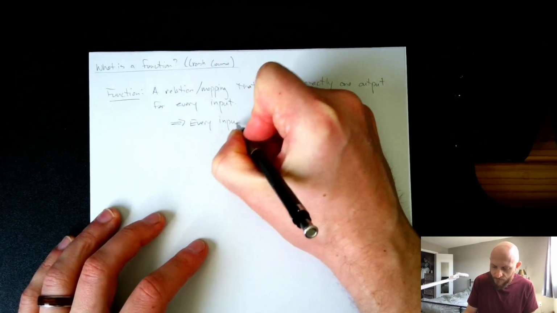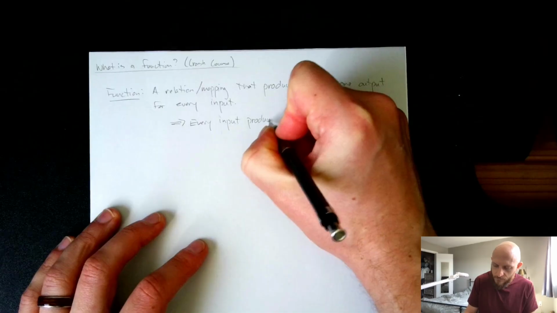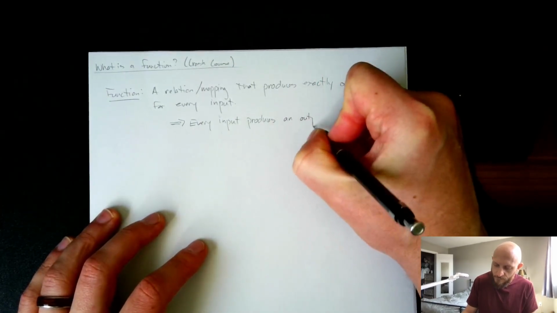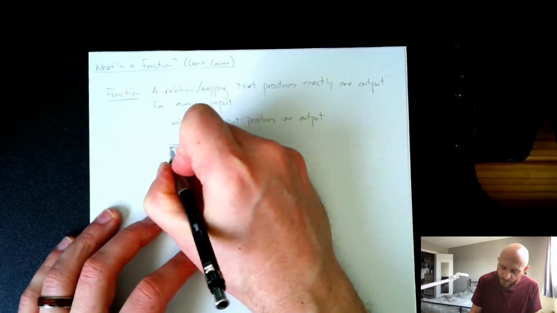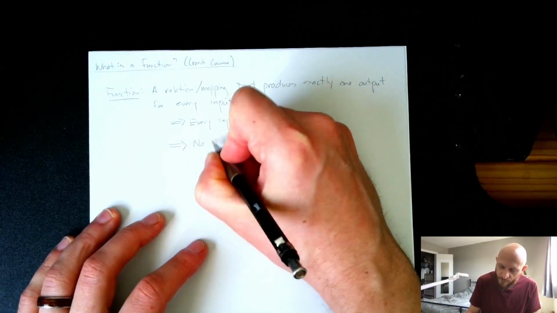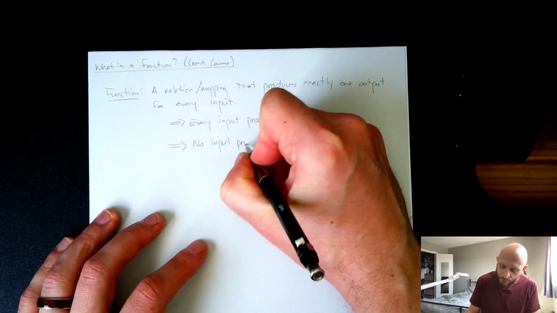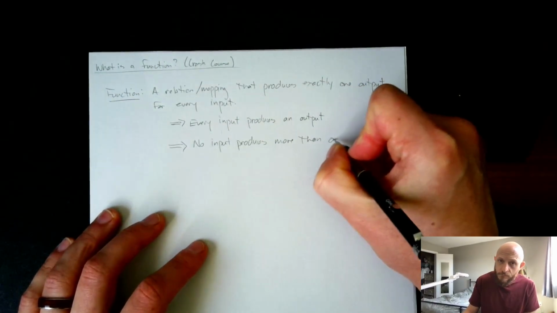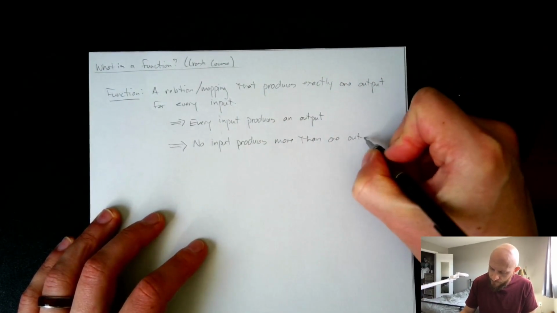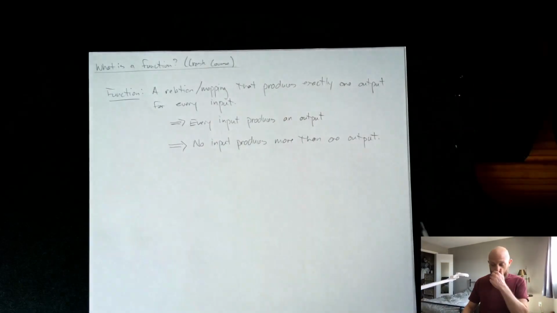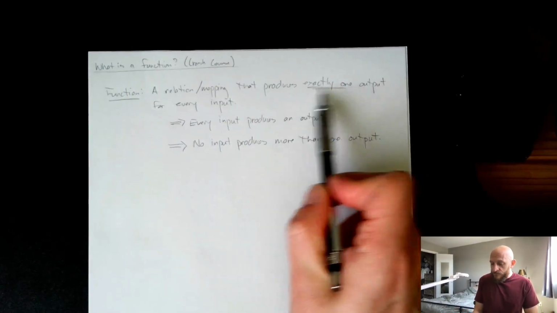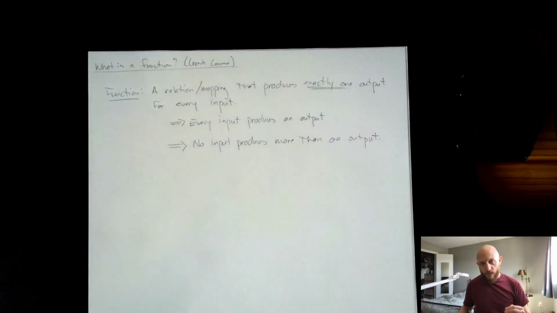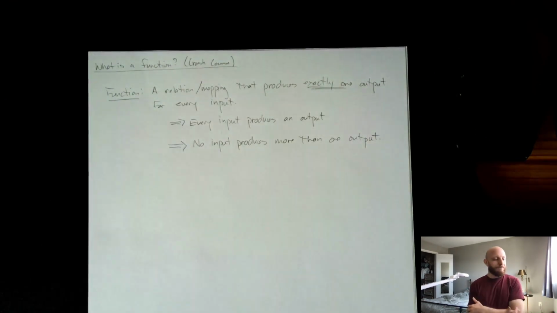every input produces an output. The second thing it's saying is that no input produces more than one output. So that's why we say exactly one. No more than one, no less than one. If there's an input that you can give to a function, it will produce an output, and it will produce only one output, assuming it's a function.